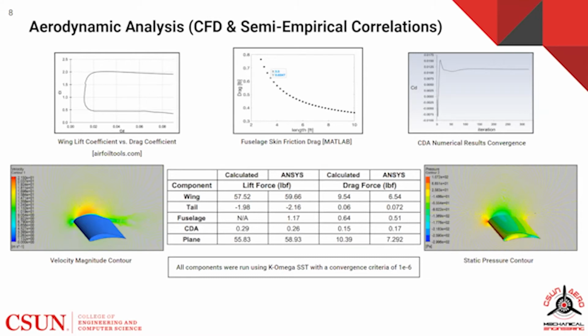Some example plots can be seen in the figures above, including wing lift and drag coefficient ratios, the fuselage skin friction drag, and the CD converged to approximately the same value as the hand calculations. The static pressure and velocity magnitude are also shown with the contours of the wing from ANSYS Fluent.